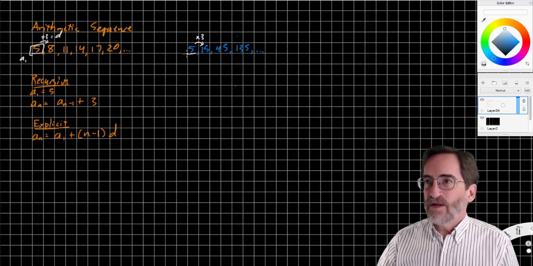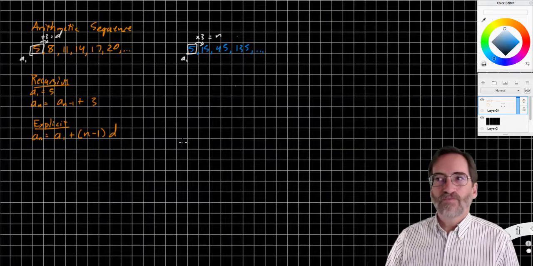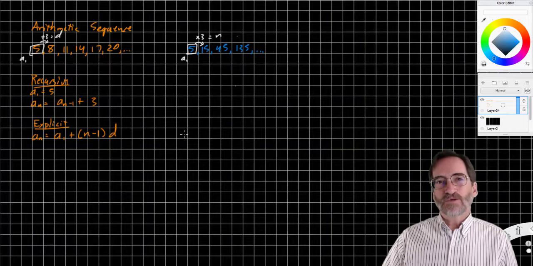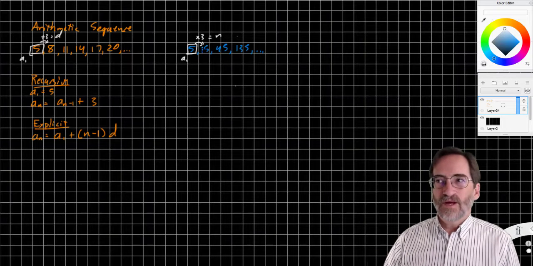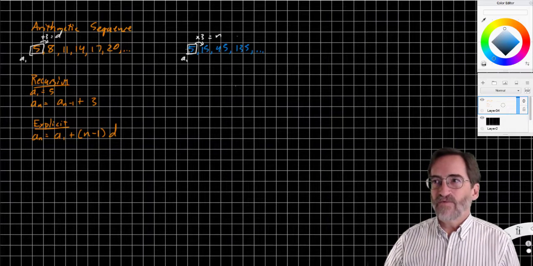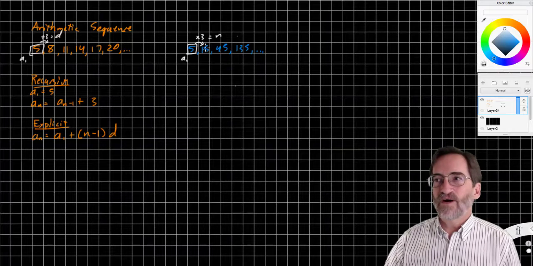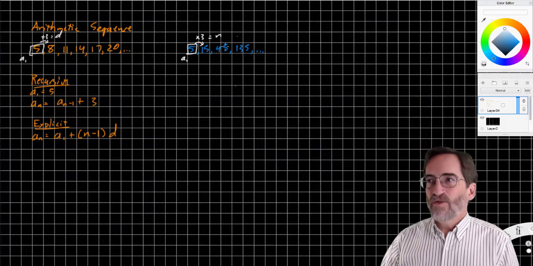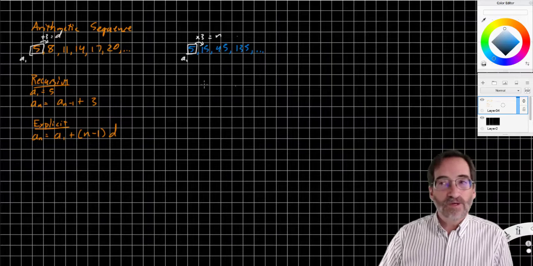So we have, again, a first term, a sub 1. We don't have a common difference, we have a common ratio. The ratio of each term to its previous term is 3. That is, if I divide 15 by 5, I get 3. If I divide 45 by 15, I get 3. 135 divided by 45 is 3.